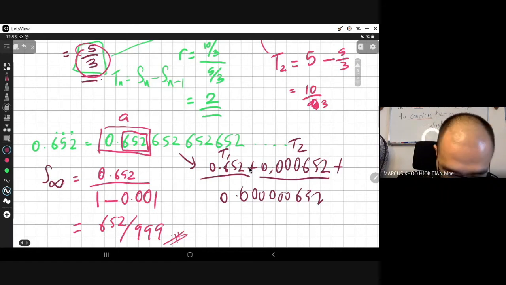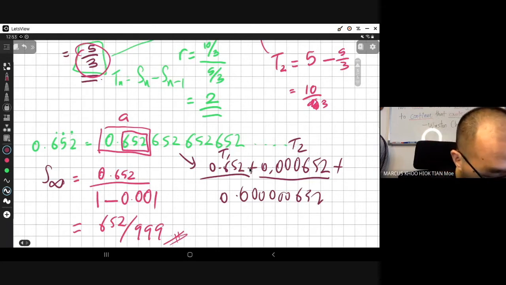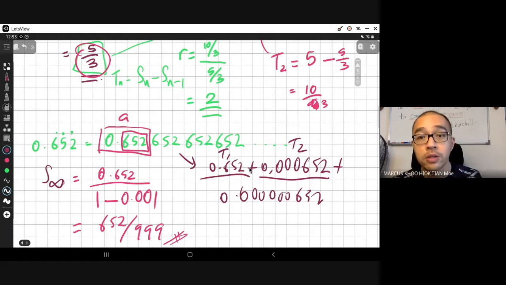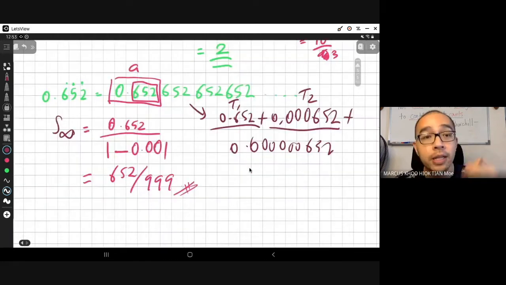0.00652 divided by 0.652. You get how many zeros are there? 1, 2, 3. 0.000652 divided by 0.652. Yeah, 0.001. Okay, if you don't believe me, try it with any repeating decimal.